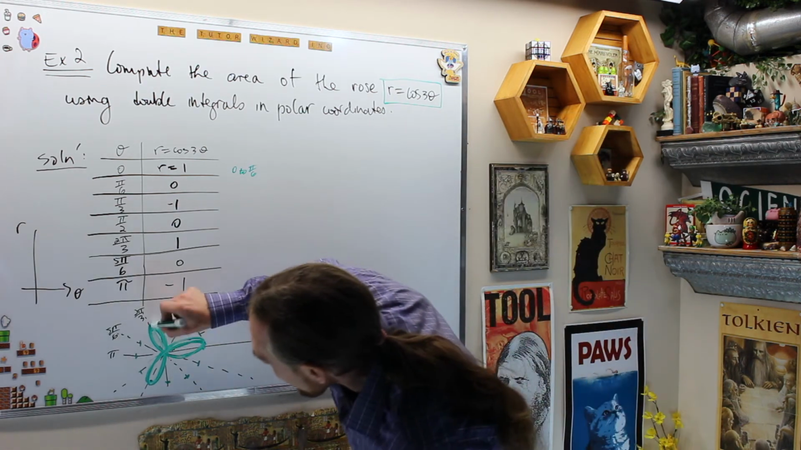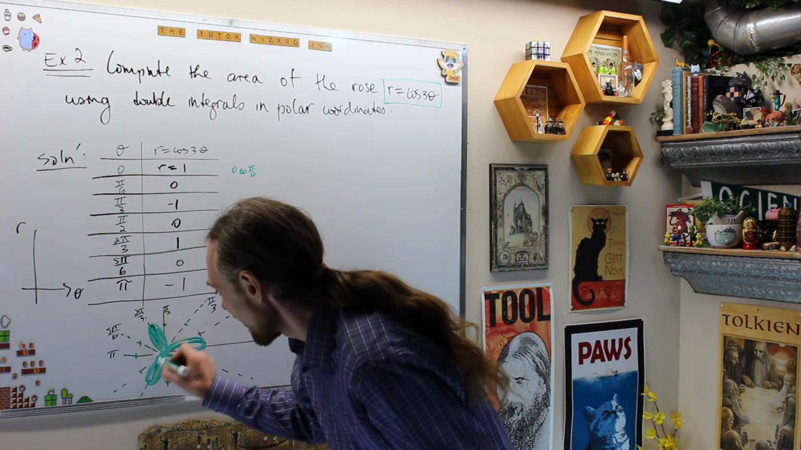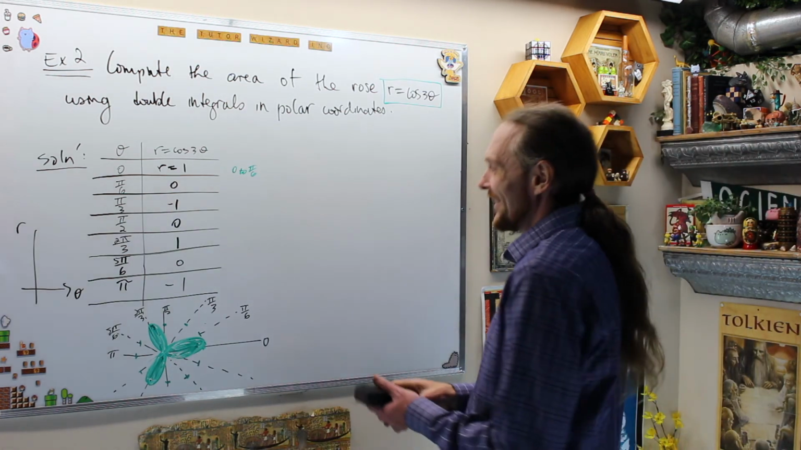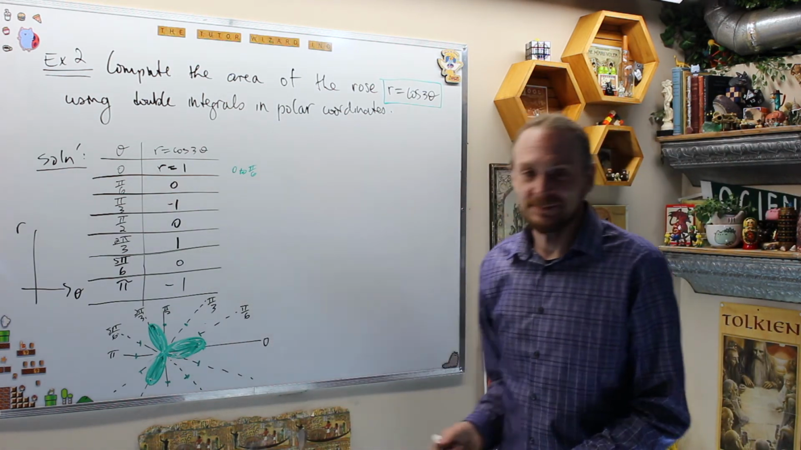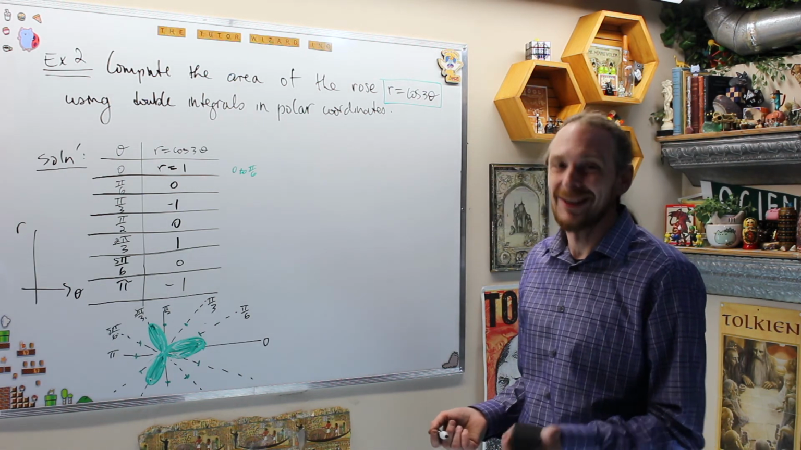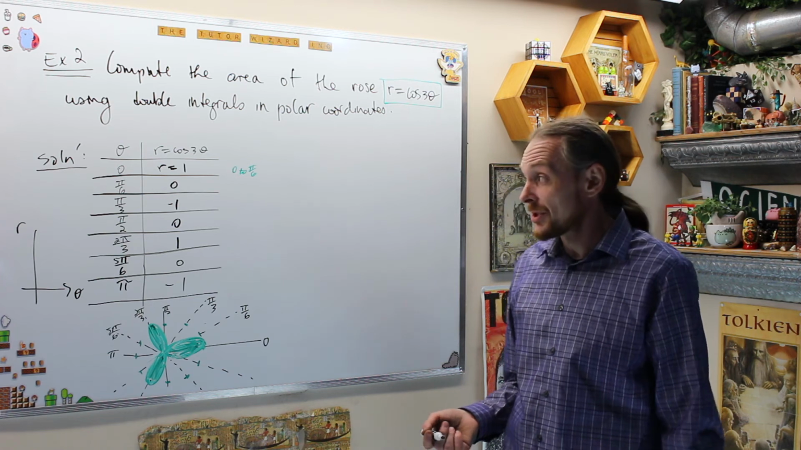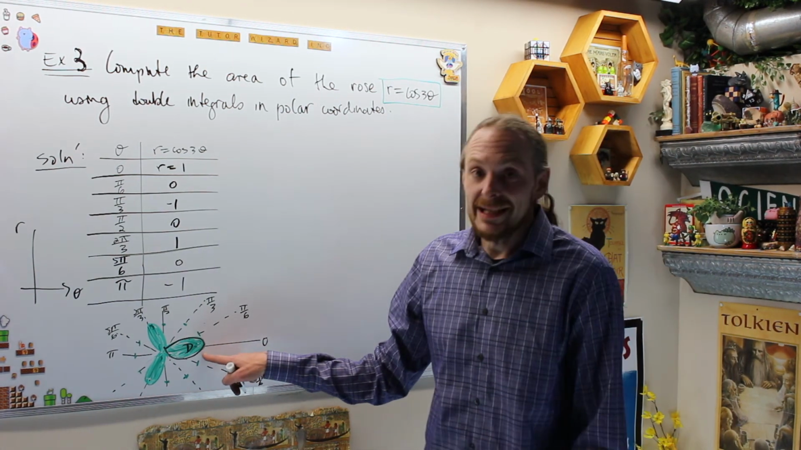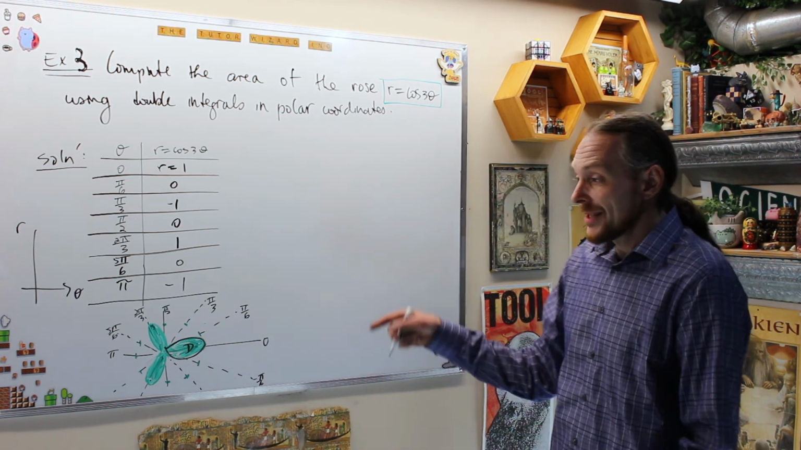Now what do I want? I want the area of that 3-leaf clover. We're going to need to look at the sketch to find the area now. Luckily, I can use double integrals, and this is the machinery. Once I have this region D that we've sketched, now I can compute the area of that.